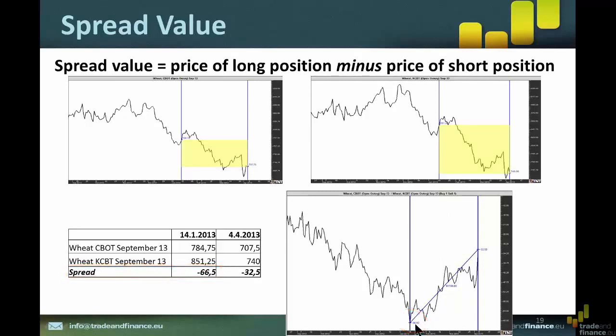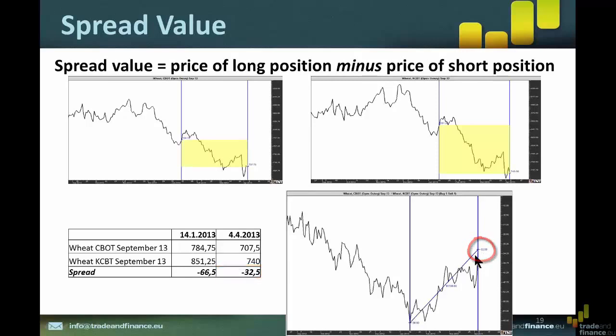So you may get puzzled by the fact that you see a negative value. It's absolutely normal in case of spread trading. So it's important that we are displaying the chart of the price difference between the long position and the short position. And at the end of the trading window, the value of the spread was this price minus this price. So you can see the calculation in here again. So the value of the spread was minus 32.5, which is here.